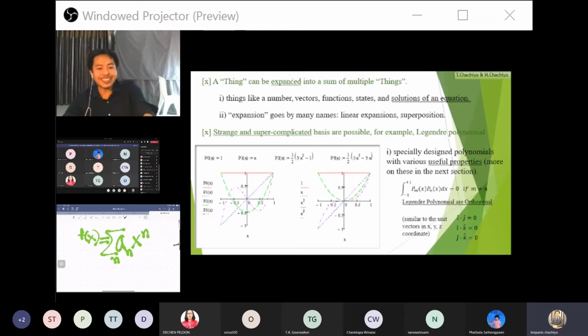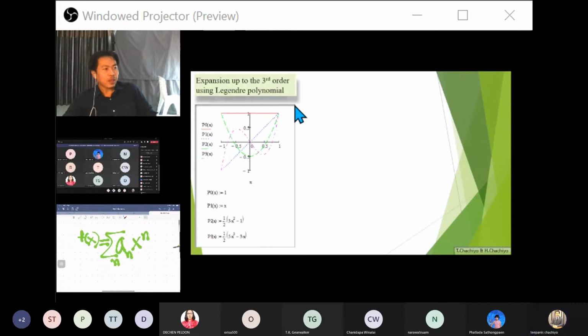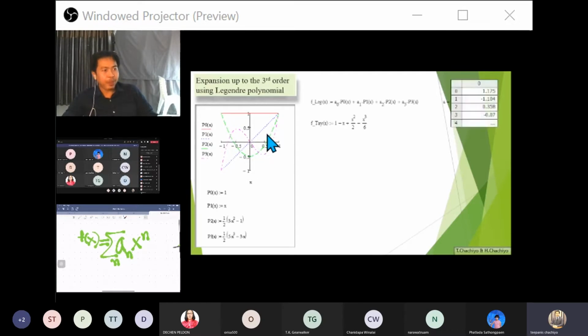Why not just use Taylor as we have over here? Okay, and we are going to find that out almost toward the end of this class. In here I'm showing you the graph of the Legendre polynomials. We have this one constant, we have this linear function x, we have this parabola over here, and so forth.